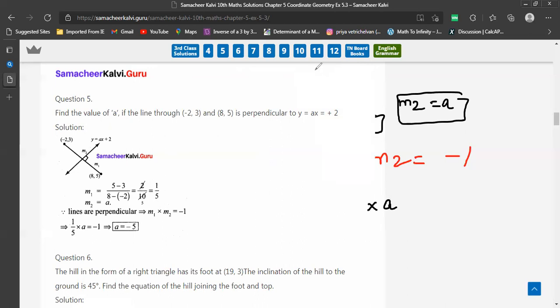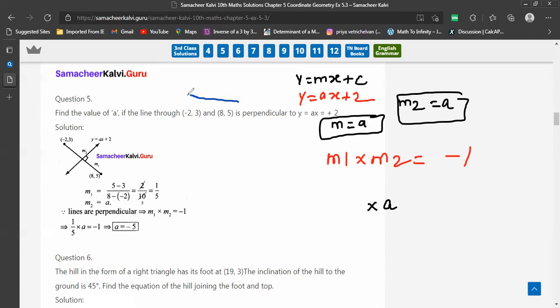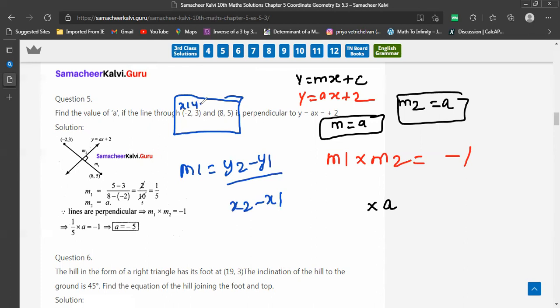And what is m1? You can find m1 from this. m1 is equal to y2 minus y1 upon x2 minus x1. So it's x1, y1, x2, y2. I hope you remember this. We have already learned in the previous exercise. When they gave you 2 points, and if they ask you to find the slope, you have to use this formula: y2 minus y1 upon x2 minus x1.